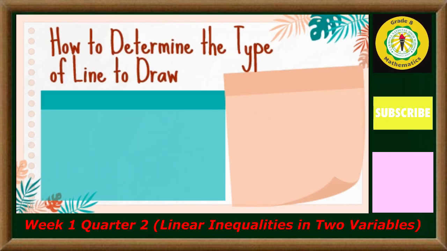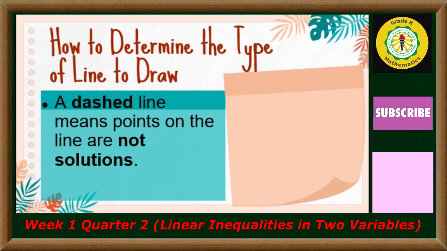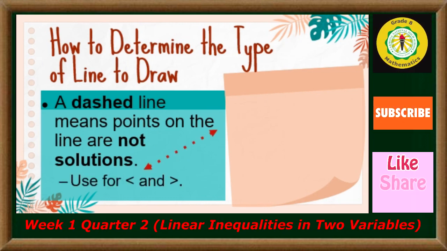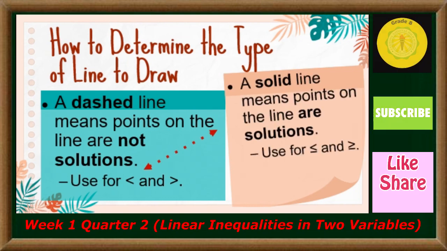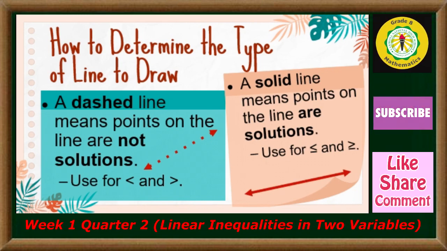How to determine the type of line to draw? A dashed line means points on the line are not solutions. Use for less than and greater than. So this is a dashed line. A solid line means points on the line are solutions. Use for less than or equal to and greater than or equal to. So this is the solid line.